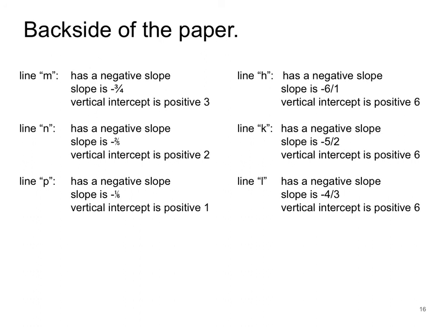Line H, as in Henry, has a negative slope. Slope is negative 1 over 1. Vertical intercept is positive 6. Line K has a negative slope. Slope is negative 5 over 2. Vertical intercept is positive 6. And line L, as in Leonard, has a negative slope. The slope is negative 4 over 3. Vertical intercept is, that should actually be positive 4. So these are the answers that you should have as far as explaining the different lines.